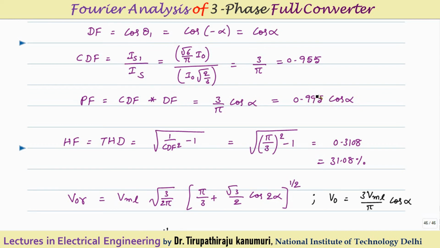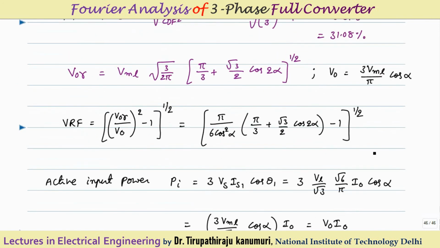As the alpha is changing, automatically the power factor is also affected here. Now coming to the harmonic factor, which is also called the total harmonic distortion, it will be square root of 1 by CDF square minus 1. When I substitute it, I got 0.3108, or it is nothing but 31.08%. Total harmonic distortion factor is decreased.